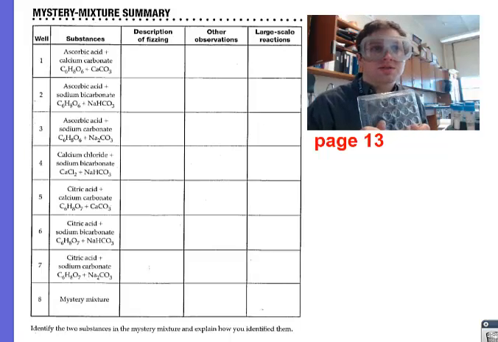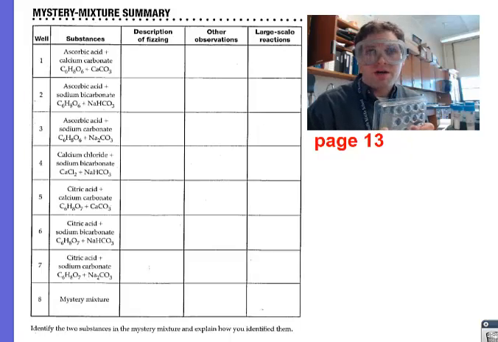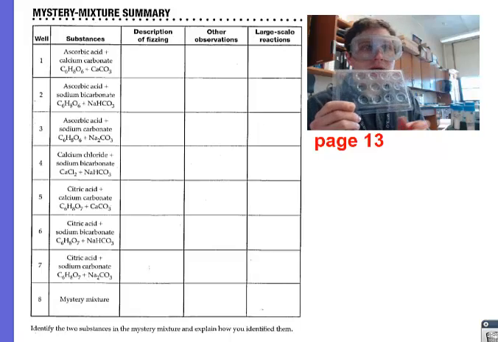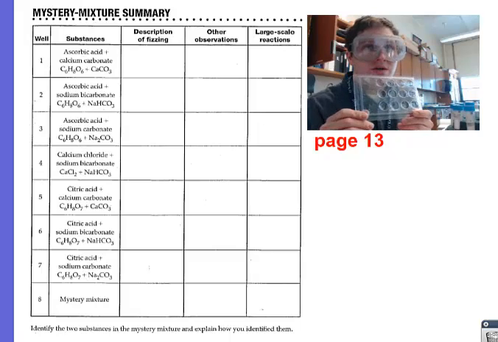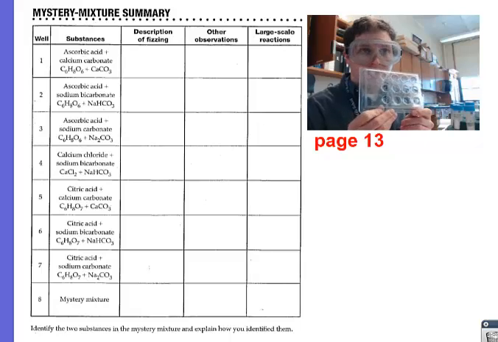What we're going to do is let the well tray evaporate over the weekend and take a look at it on Monday. Hopefully by then we'll be able to compare what the evaporated substances look like and determine if we know which the mystery mixture are. So using your well tray, you'll do these experiments listed on page 13, and then your goal is to label your well tray and set it on the windowsill.